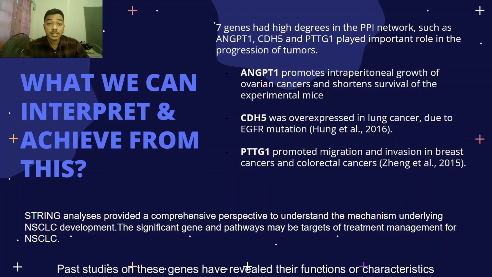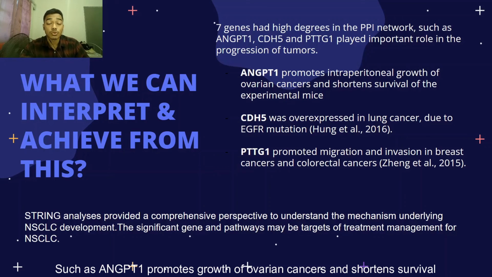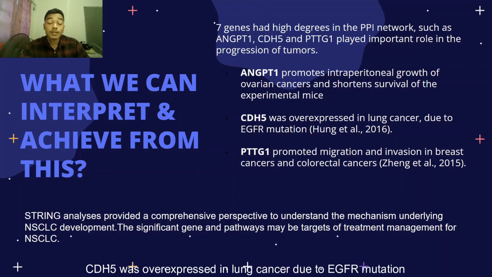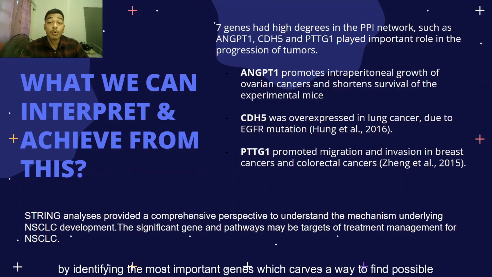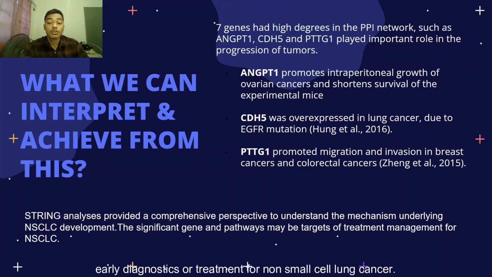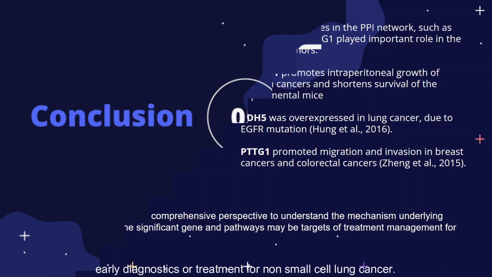Past studies on these genes have revealed their functions or characteristics, such as ANGPT1 promotes growth of ovarian cancers and shortens the survival of experimental mice. CDH5 was overexpressed in lung cancer due to EGFR mutation. PTTG1 promoted migration and invasion in breast cancers. Finally, STRING analysis provides a comprehensive perspective to understand the mechanism of non-small cell lung cancer development by identifying the most important genes, which paves a way to find possible early diagnostics or treatment for non-small cell lung cancer.